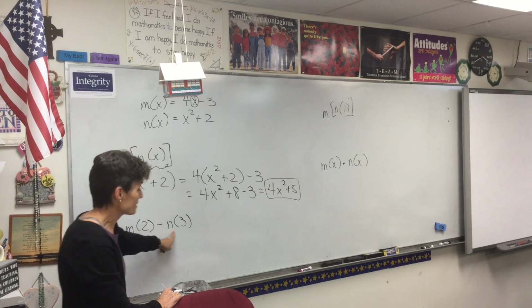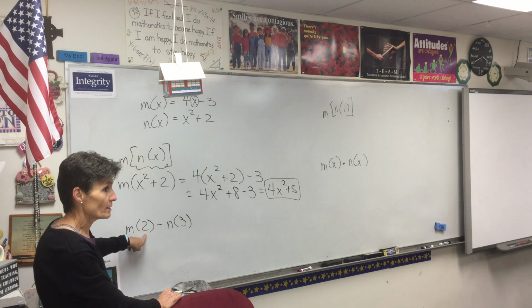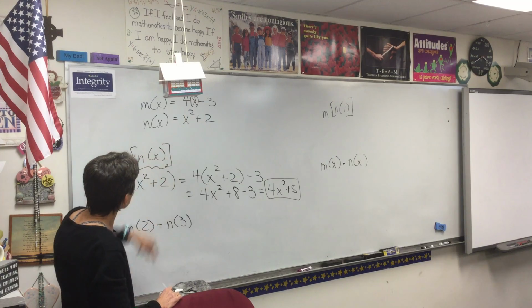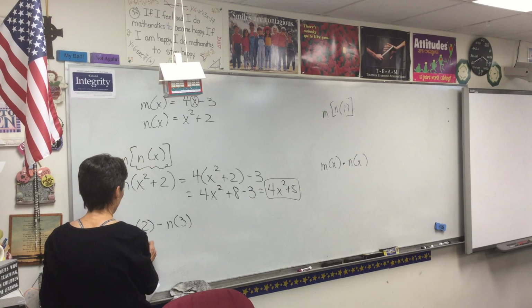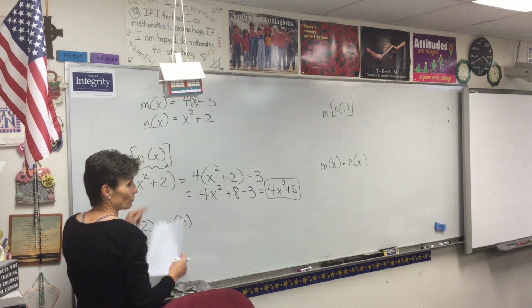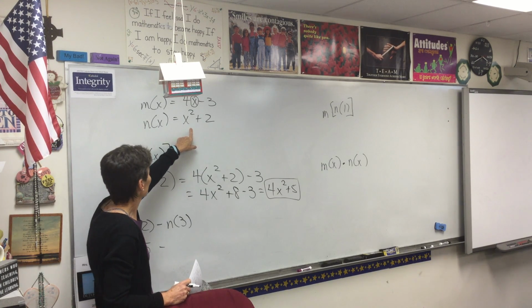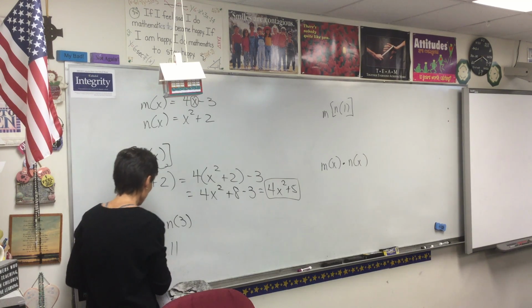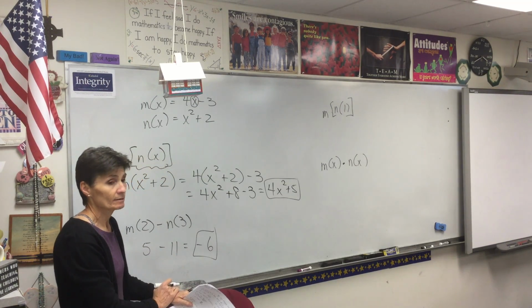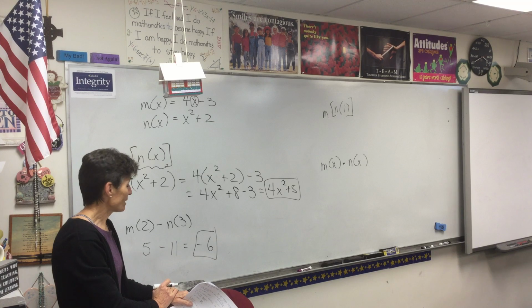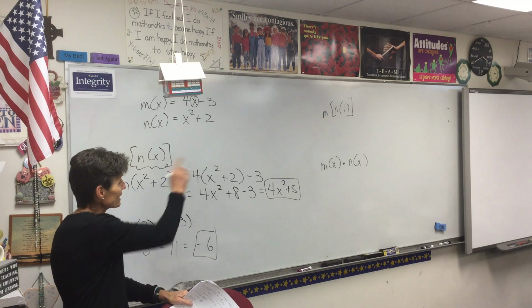All right, what's going on here? What does this mean? What am I supposed to do here now? Plug 2 into m. So if I plug 2 into m, what do I get? Put a 2 right here. What do we get if we put 2 in there? 5. All right, now I'm going to put 3 into n. And what do I get? 11. And the problem tells me to subtract those 2, so the answer is negative 6. Now, unless you make careless arithmetic errors, you really can't miss that, right? That's pretty easy. All right, what's the next one mean?